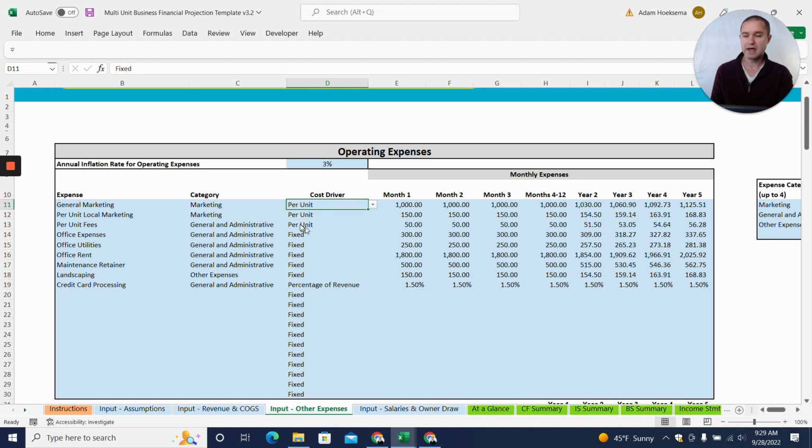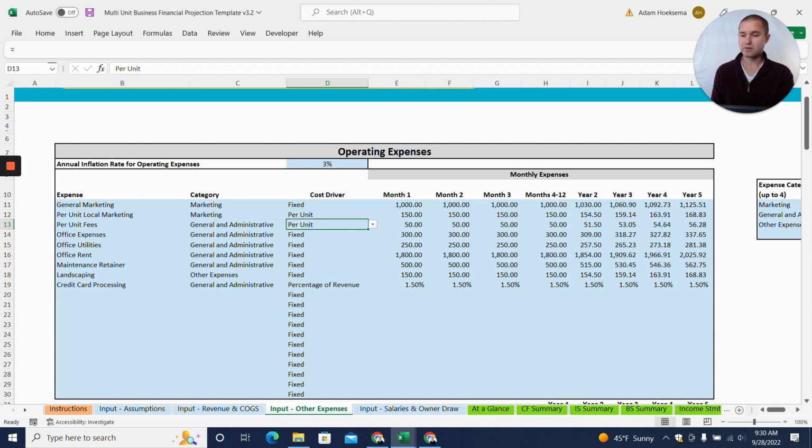So we're going to look at the per unit cost. This is the per unit, per vet clinic cost. And so we're saying, hey, we're going to spend, let's keep this as fixed. We're going to spend on general marketing. We're going to spend $1,000 a month for just general marketing of our network of vet clinics. But then on a per unit, per vet clinic level, we're going to spend $150 a month for some local marketing.